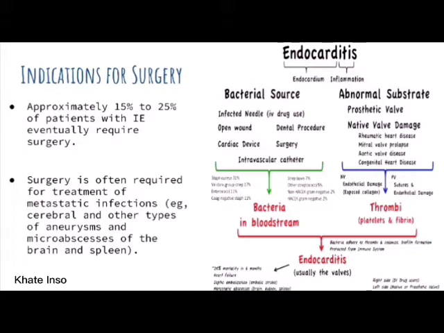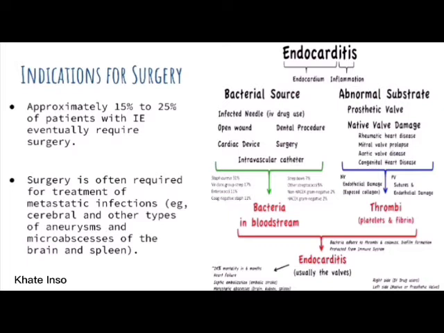So the next one is indication for surgery. Approximately 15% to 25% of patients with infective endocarditis eventually require surgery. So surgery is often required for treatment of metastatic infections. An example of this is cerebral and other types of aneurysm and microabscesses of the brain and also in the spleen.